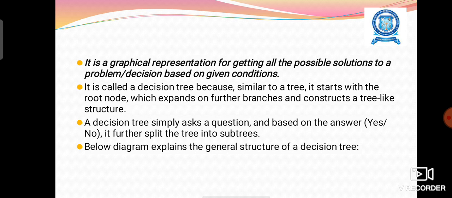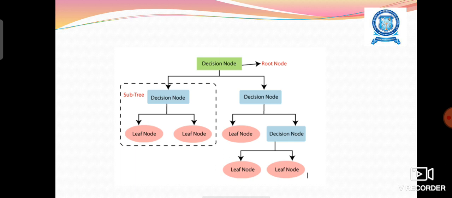Actually, decision tree is a graphical representation for getting all the possible solutions to a problem or decision based on the given conditions. It is called decision tree. It starts with a root node which expands on further branches and constructs a tree-like structure. A decision tree simply asks a question, and based on the answer, whether yes or no, it further splits the tree into subtrees. So this is the common structure of the decision tree.